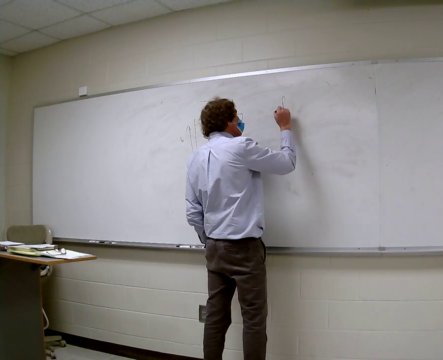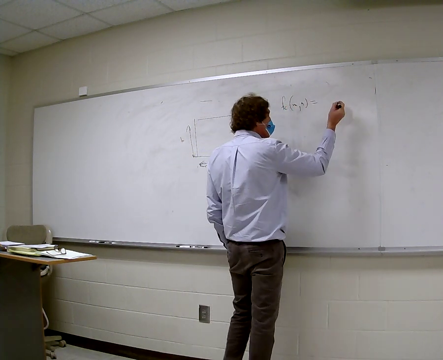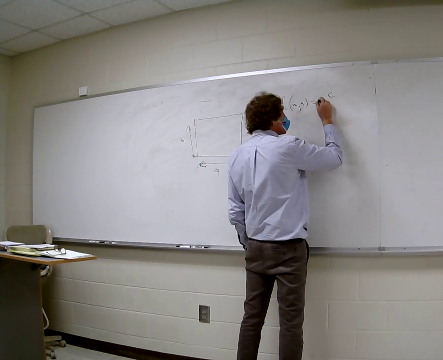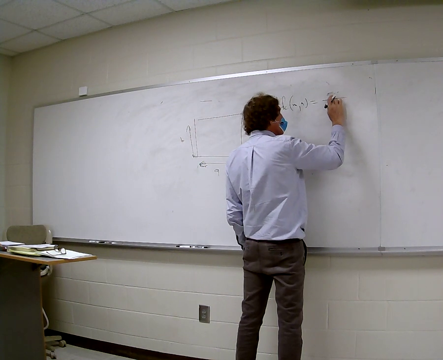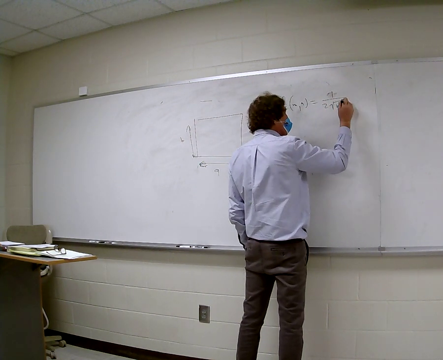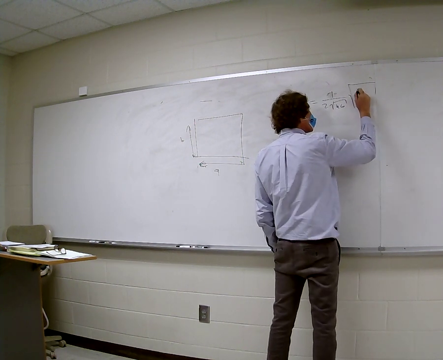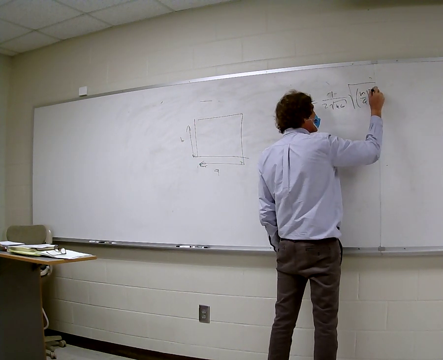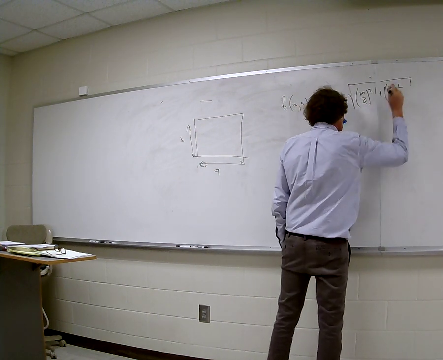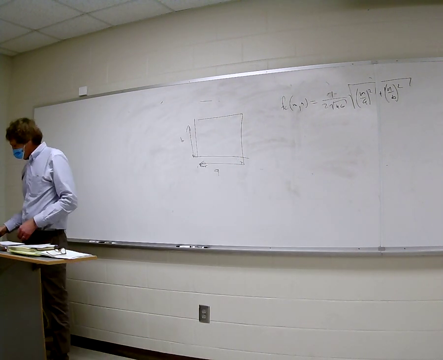Well, the cutoff frequencies for the mn mode are really going to be, well, better do it this way. It's going to be 1 over 2 square root of mu epsilon, all right, times the square root of m over a squared plus n over b squared. Right, everybody?